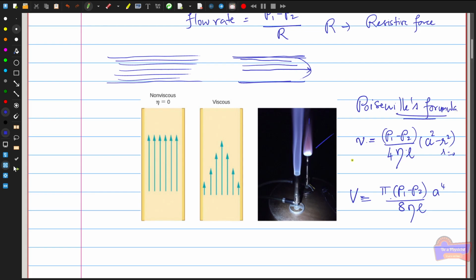So we can derive these two equations by considering a capillary tube which has length L and radius a. The pressure at one end is P1 and at the other end is P2, and generally we take P1 greater than P2. Then how is the liquid flowing in this capillary tube, and what are the corresponding velocity as well as the volume that we can find out?